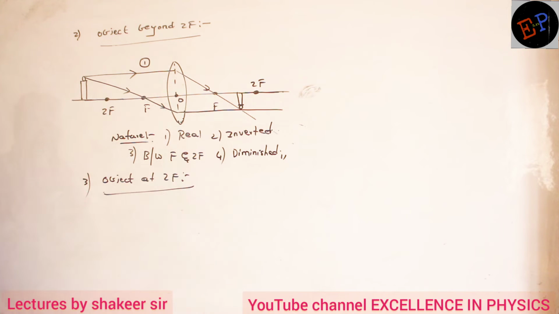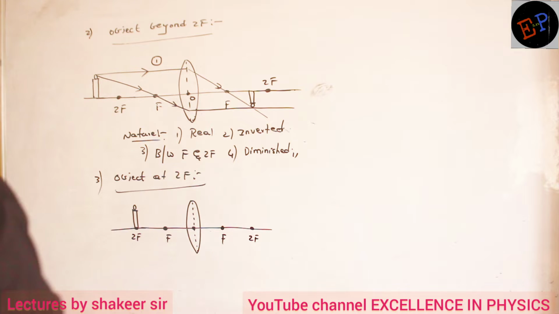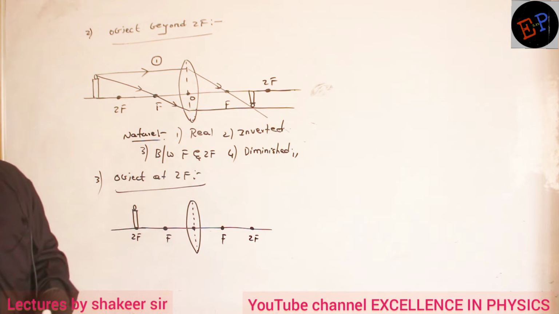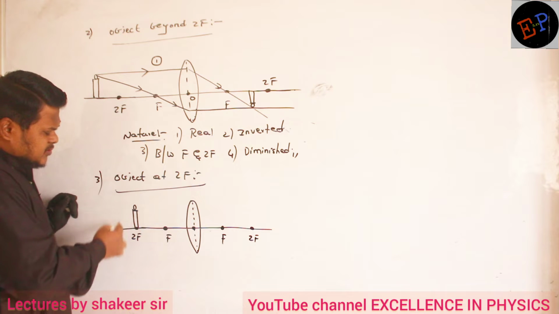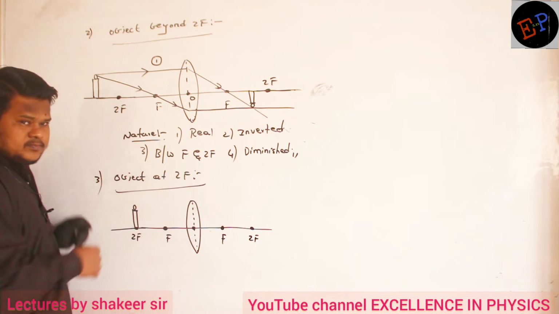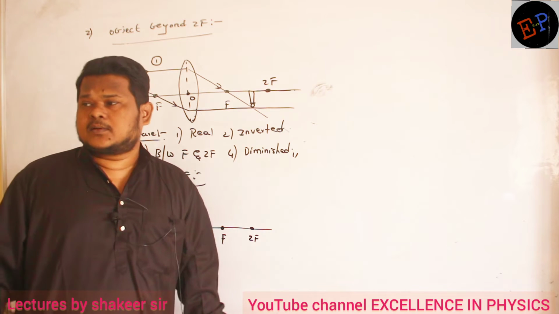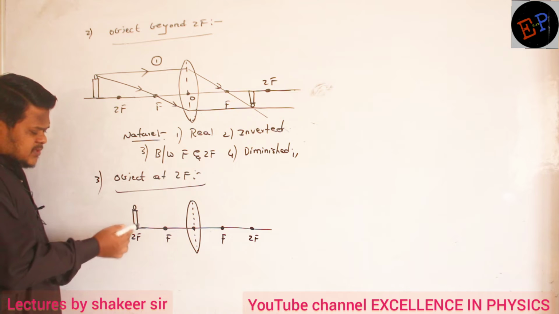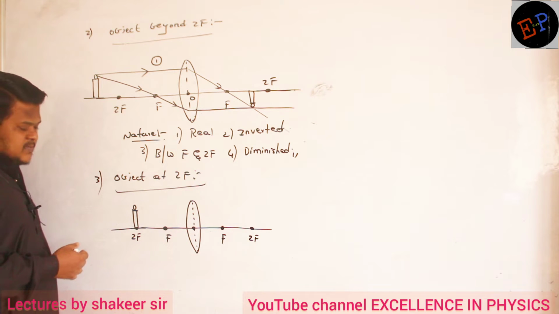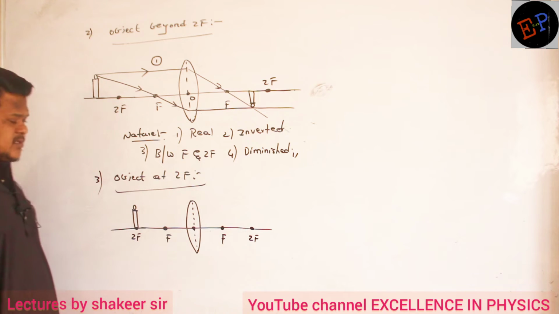Object at 2F. Okay, come on, try to construct a ray diagram. So the object is present at 2F, that is here. It is equivalent to the center of curvature, no? It is equivalent to the center of curvature in the case of curved mirrors. In that condition, the image was formed exactly below this one. Now here, the image should be created below 2F on the other side. That is what should happen.